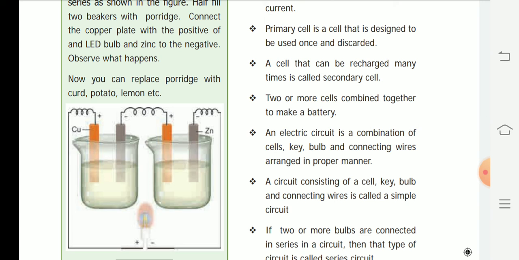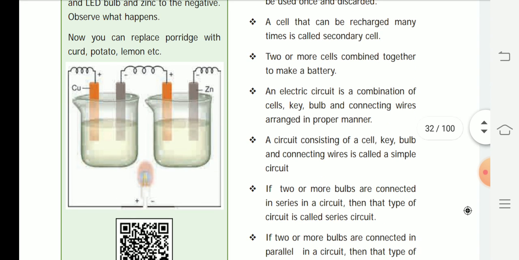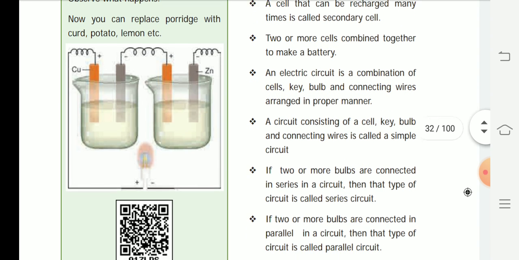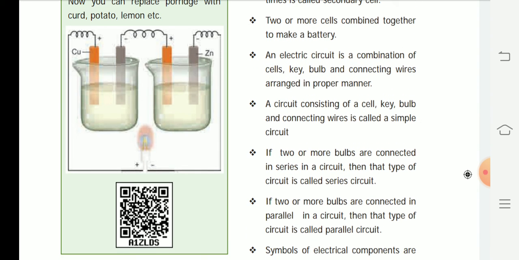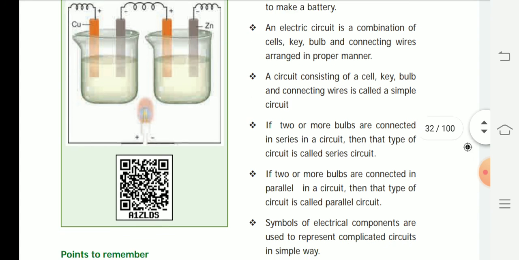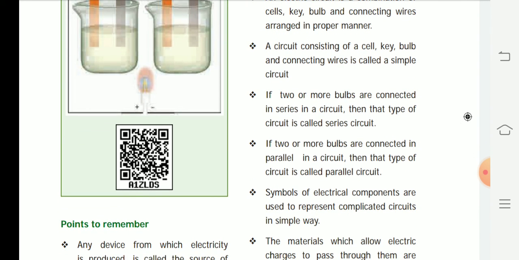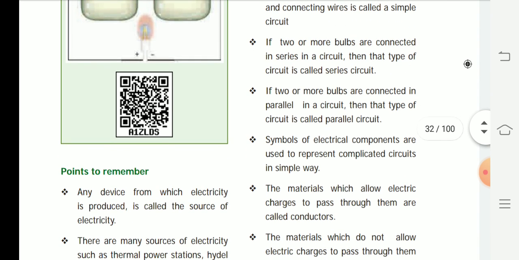Two or more cells combined together make a battery. An electric circuit is a combination of cells, key, bulb and connecting wires arranged in a proper manner. A circuit consisting of a cell, key, bulb and connecting wires is called a simple circuit. If two or more bulbs are connected in series, the circuit is called a series circuit. If two or more bulbs are connected in parallel, the circuit is called a parallel circuit. Symbols of electrical components are used to represent complicated circuits in a simple way.